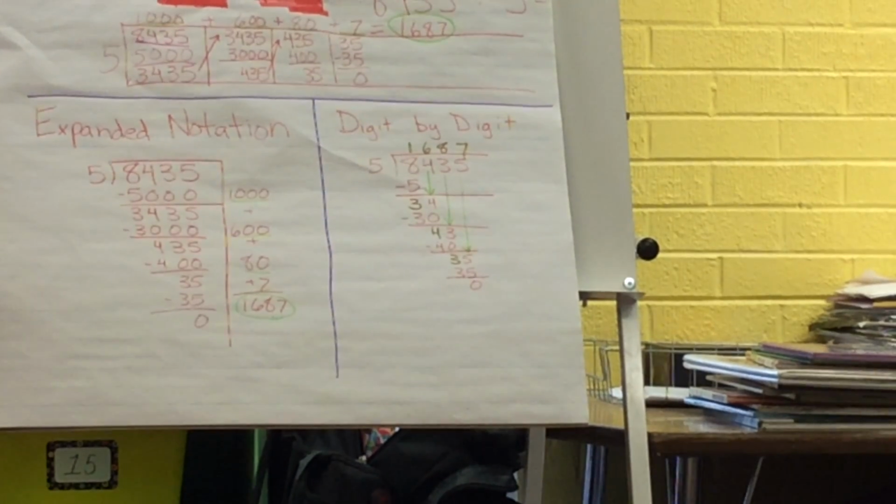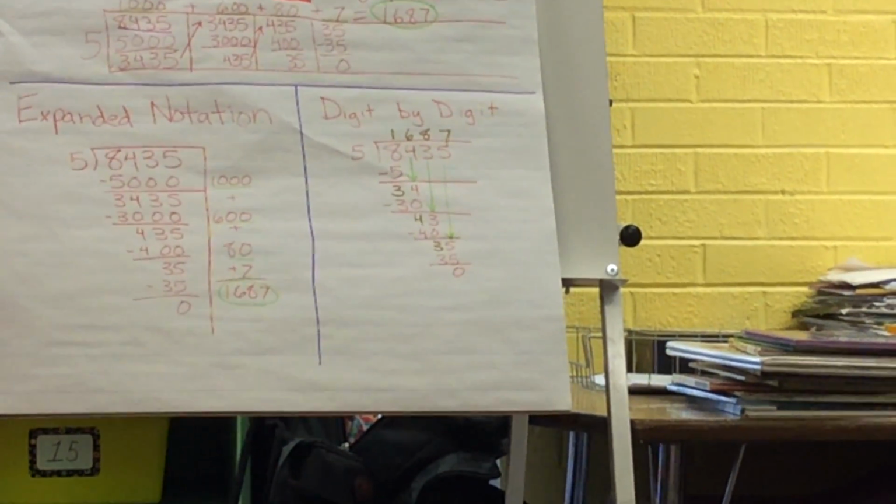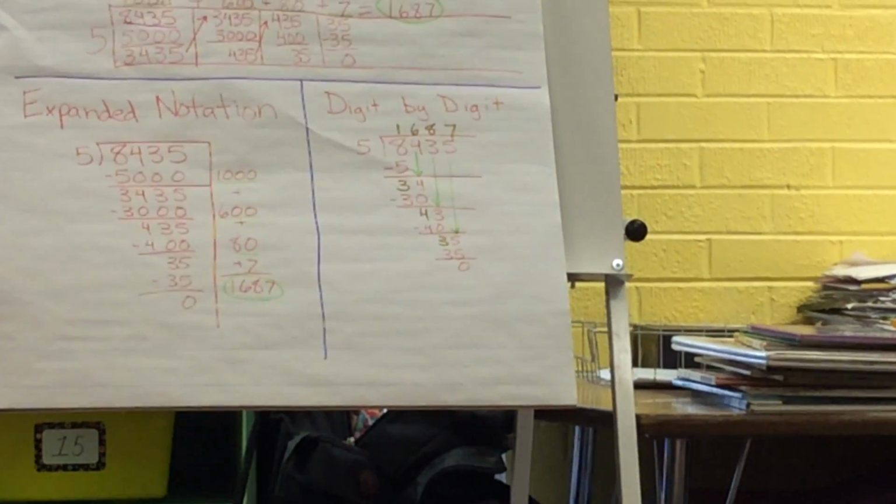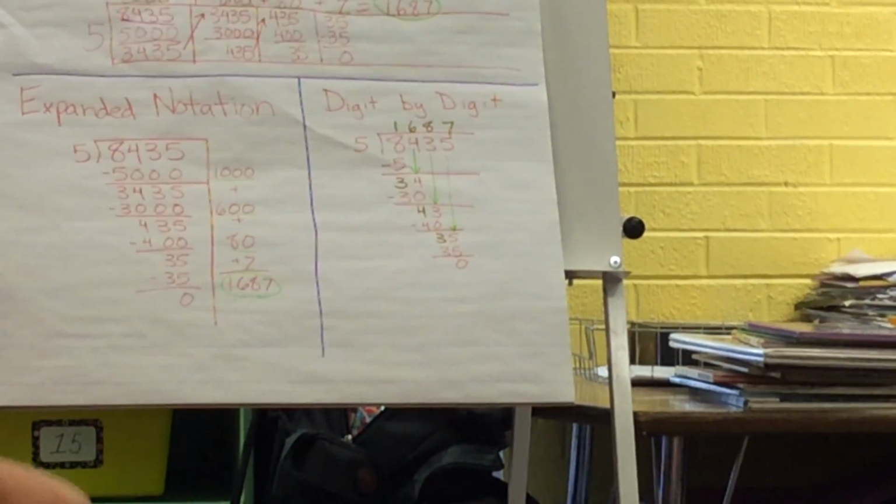Today, what I'm going to do is give you an assignment where you're going to be reviewing some 3-digit numbers. I want you to use any one of these 3 methods that you're most comfortable with. All right? Can everybody please go back to their seats?